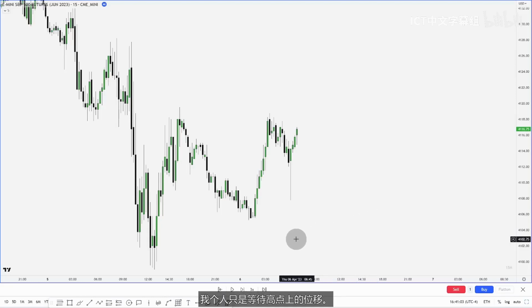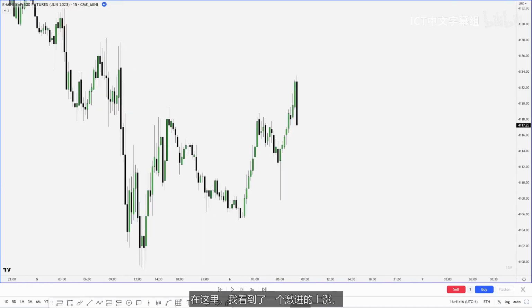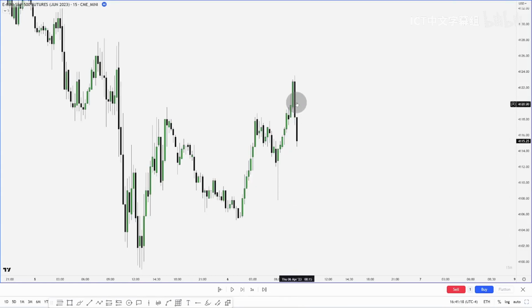I personally just wait for displacement over highs. So if I'm looking right here, and I don't see any range that I like as a consolidation range or just a range in general, I just wait. Here I see an aggressive move up and then back down. From here I look left, which highs were ran? Right here. So I mark out the highest body.